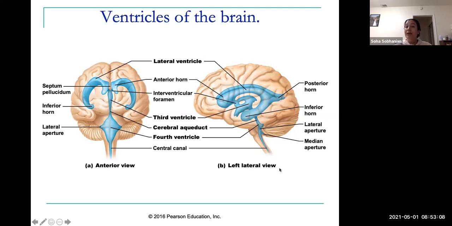So be comfortable, guys, when we're looking at this picture. If I give you the picture, would you be able to identify your ventricles on it? Would you be able to identify your central canal on it?